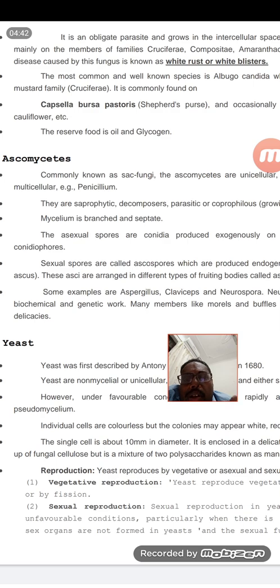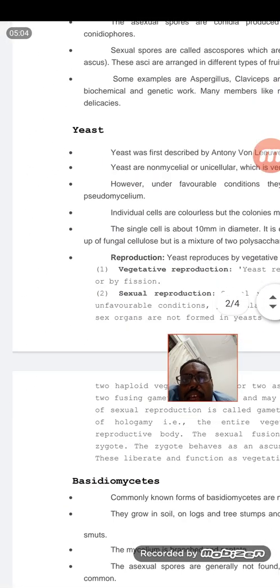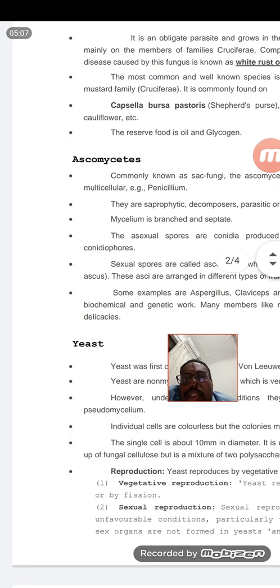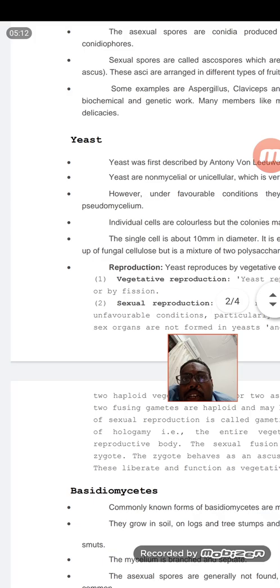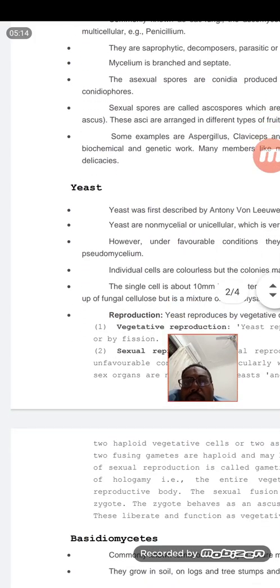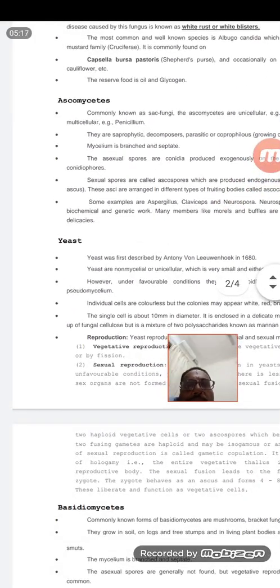They reproduce asexually mainly by conidia. Sexual spores like ascospores will be produced endogenously. Claviceps and Neurospora crassa are some of the fungi used for biochemical and genetic work, and they all come under these ascomycetes. And yeast, all of us have seen yeast. Yeast was first described by Antony van Leeuwenhoek. He is the first person to describe this.